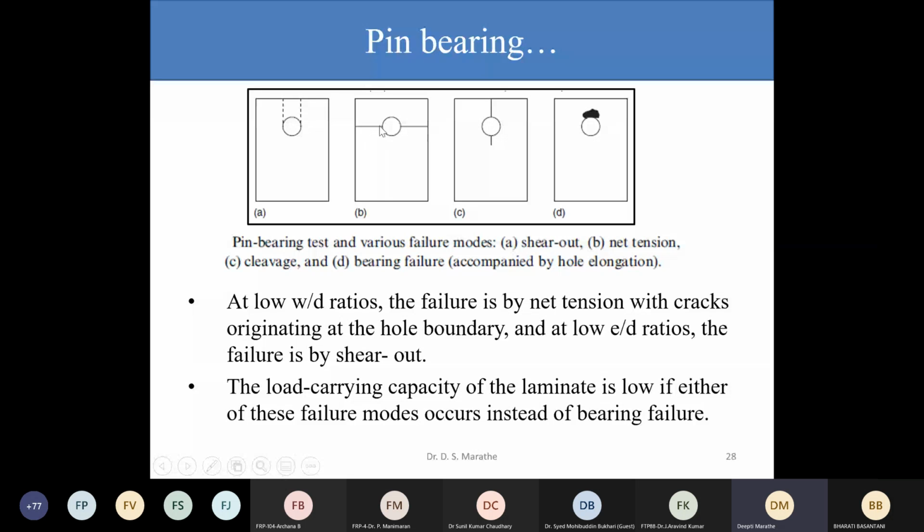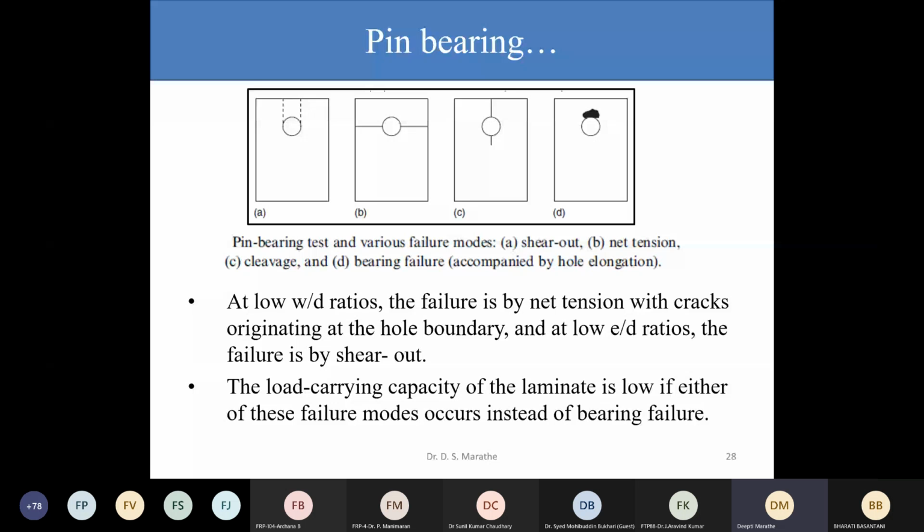So this is net tension. Here the specimen is going to cleave off into two halves, or for specimens which are ductile, there's just going to be some extension taking place slowly and surely, and there's going to be some ductile failure, or it is called a bearing failure, where there is elongation of the hole. So these are the different kinds of failures.